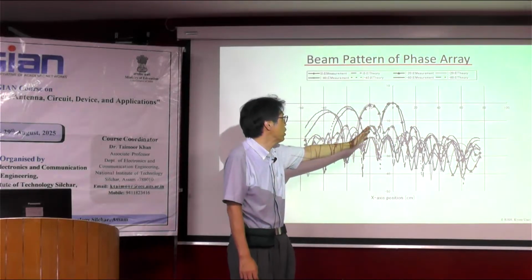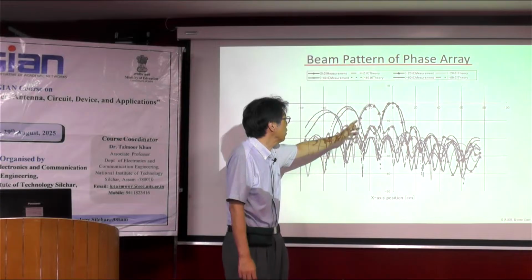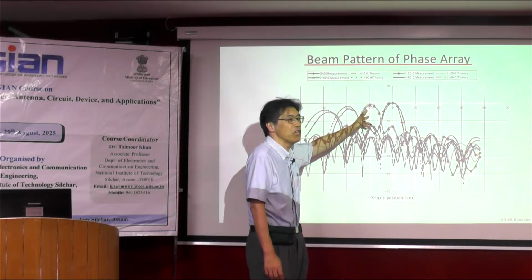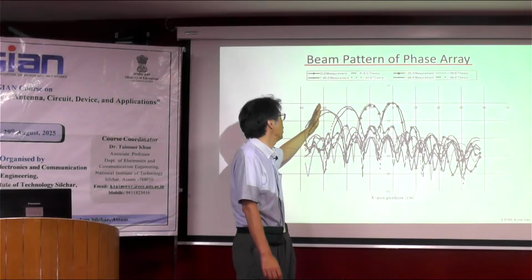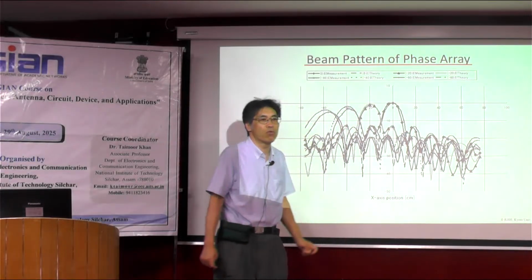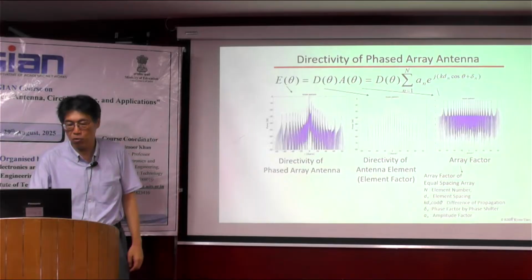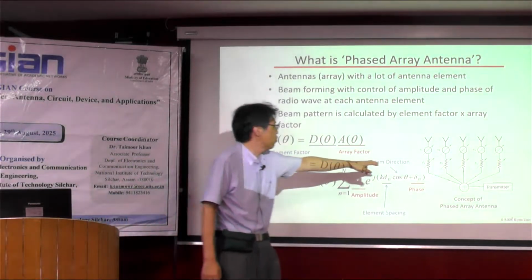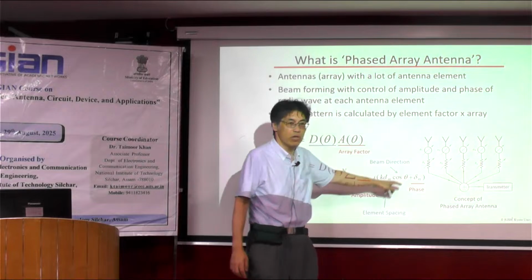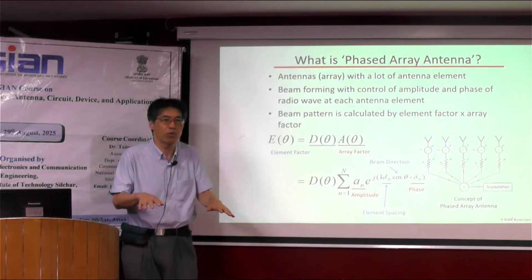And when we control the direction, in this case, it is minus 20 degrees. We can control the direction, and 40 degrees, 60 degrees, we can control the beam direction. So this is caused by the change of the phase and the amplitude only, and all the antennas are not moved.